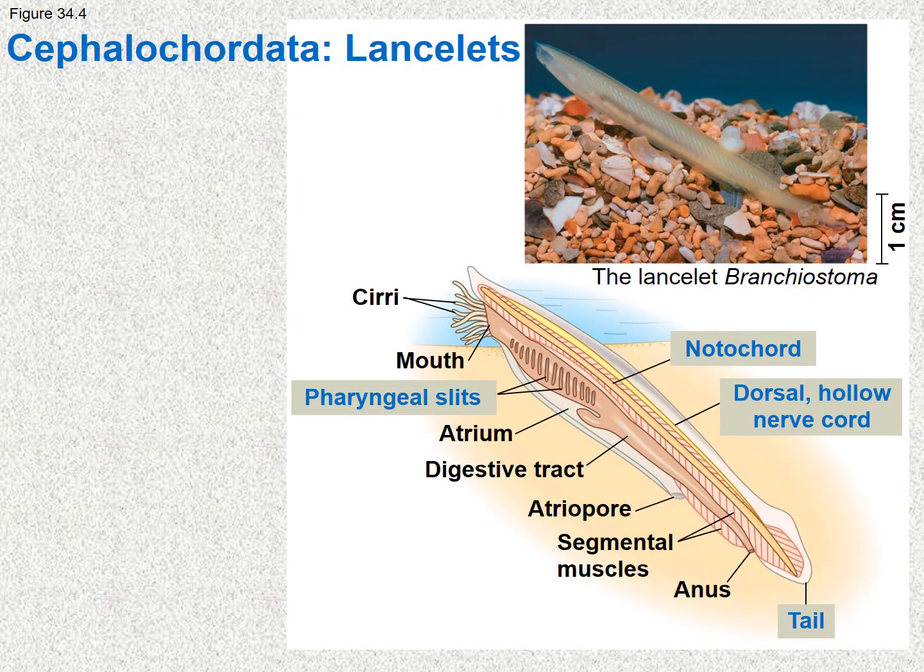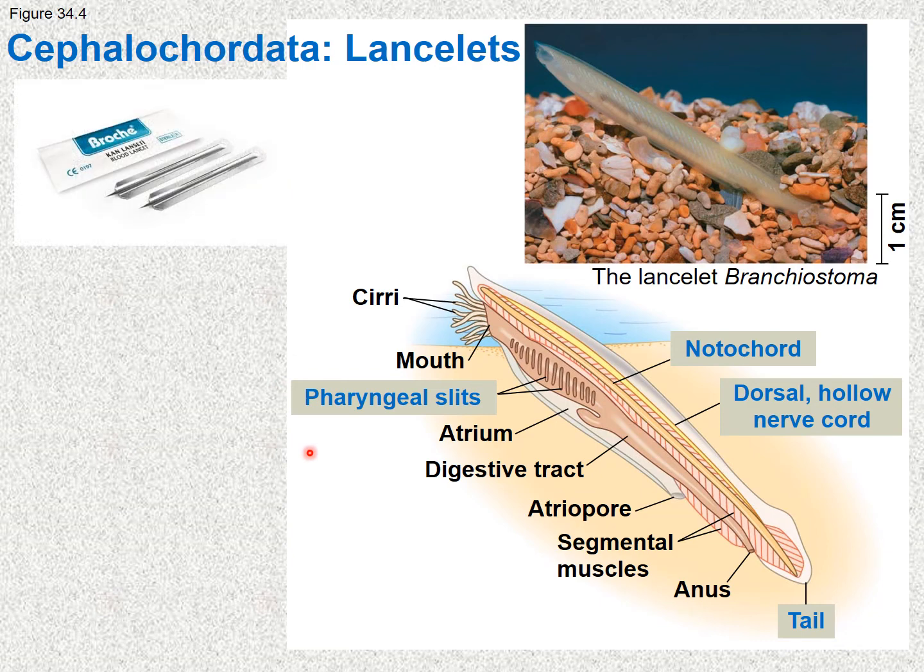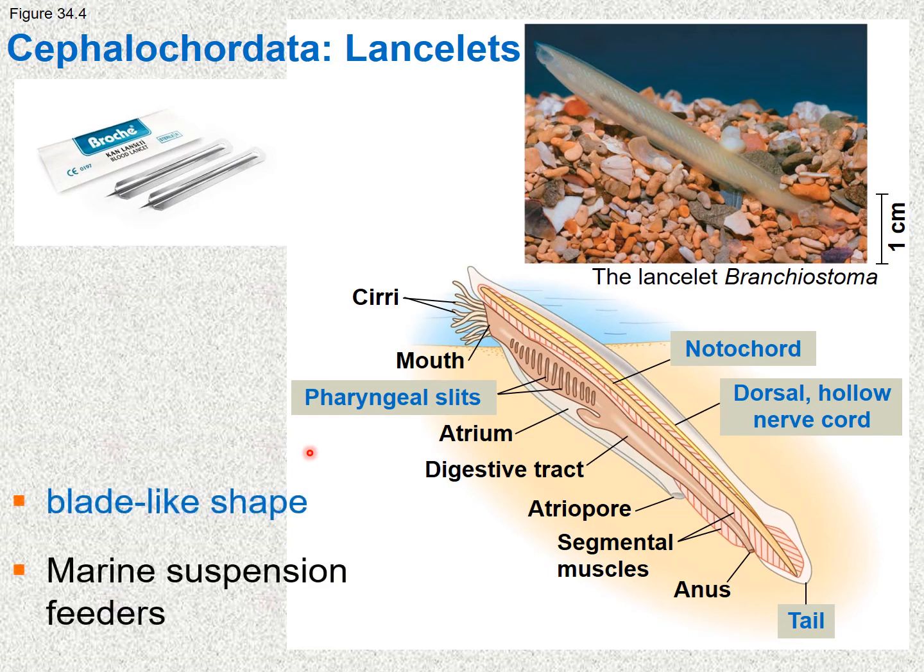So a common name for the cephalochordata is the lancelets. There's an example of a lancelet shown in this image, the Branchiostoma. Key characteristics of lancelets include the blade-like shape, so it's very similar to the lancet. They're basically named after the lancet, the blood lancet that's used to obtain blood from humans. It's a very sharp object. So it's got a blade-like shape, and it is a marine organism, and it feeds by suspension.